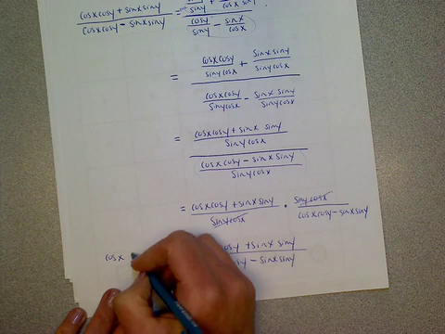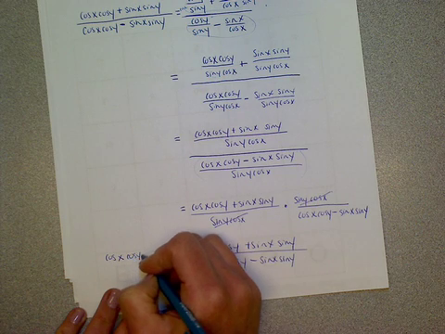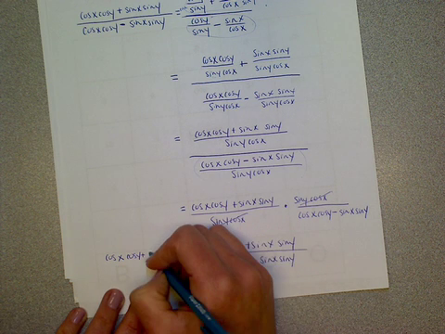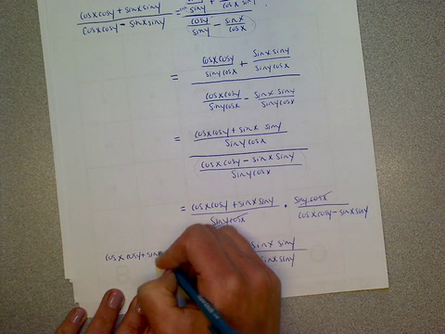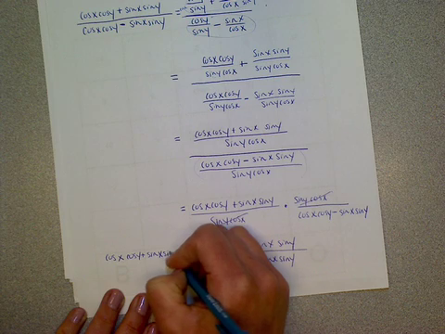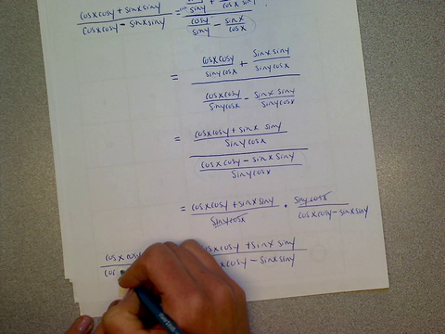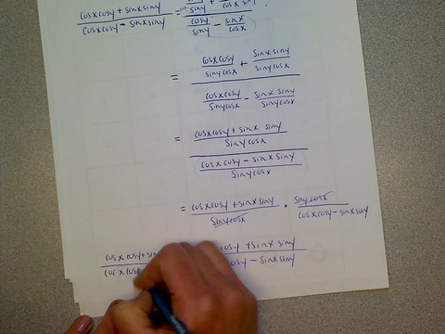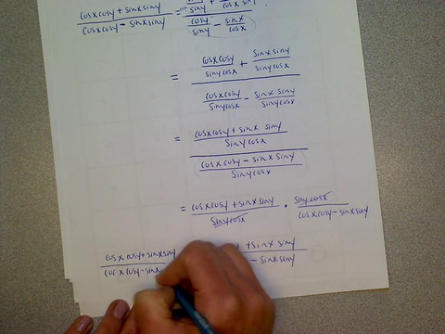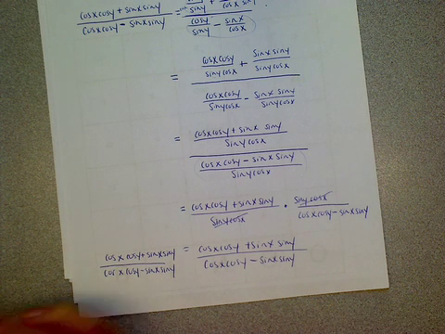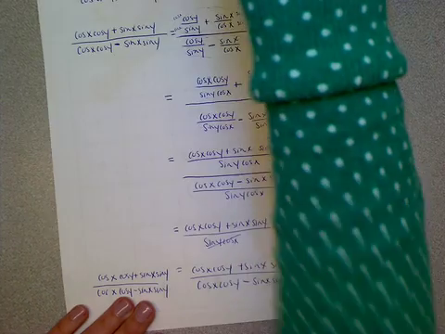Take note that we have to have this final step to show that they are the same. So again, that was going through the process of simplifying the complex fraction on the left side.